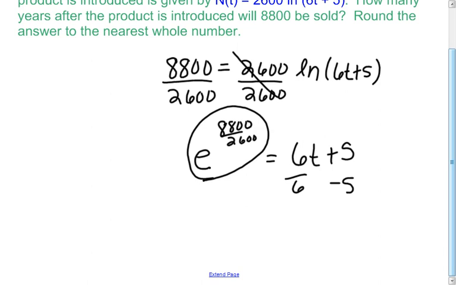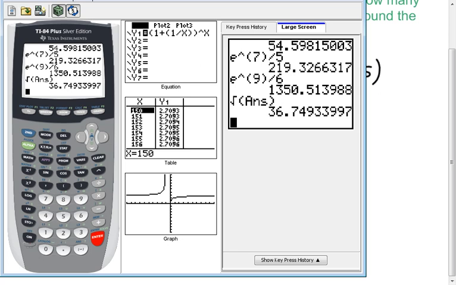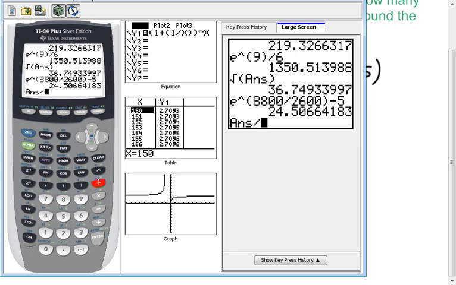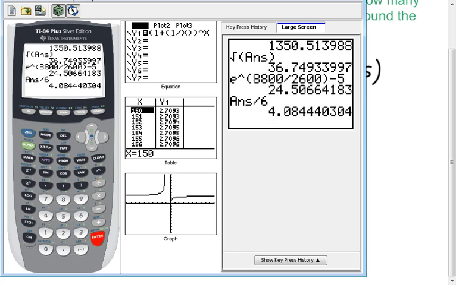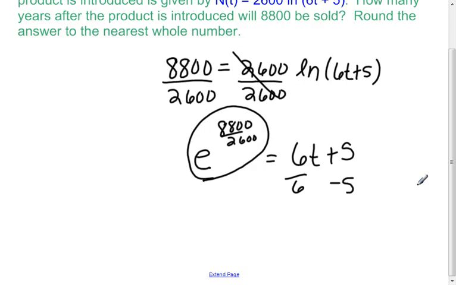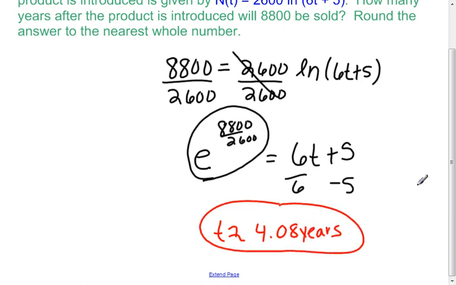E to the 8,800 divided by 2,600. Okay, and then, like I said, I would subtract 5 from that number, and I'm going to press equals, and then I will divide that number by 6. And I'll get about 4.08 years, a little over 4 years. Okay, and that should do it.